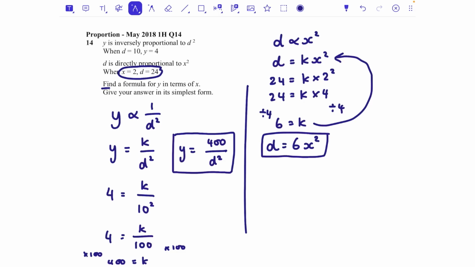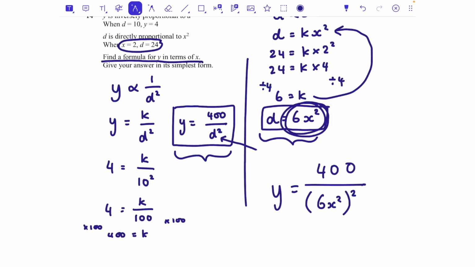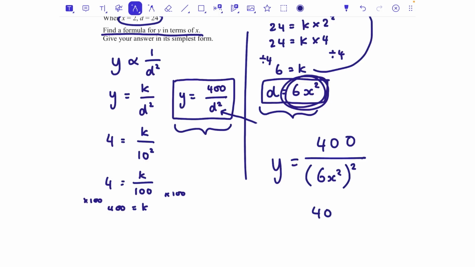They then want me to find a formula for y in terms of x. Now I've got y in terms of d here, and I've got d in terms of x here. So I'm going to need to combine these. And I'm going to write y equals 400 over, now instead of putting d squared, I'm going to put this squared, because that is d. So 6x squared squared. So 400 over 36x to the power of 4. Squaring 6x squared means squaring all of it.